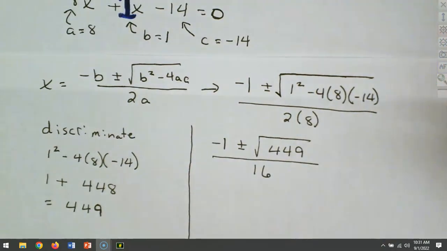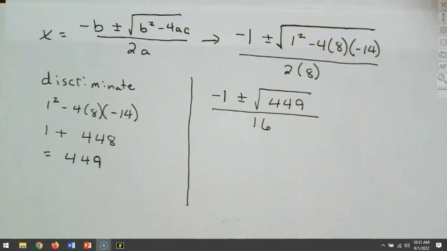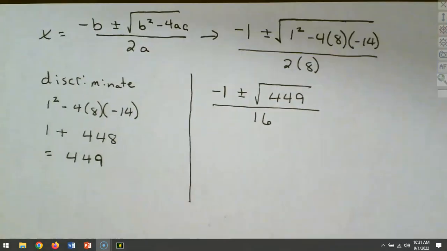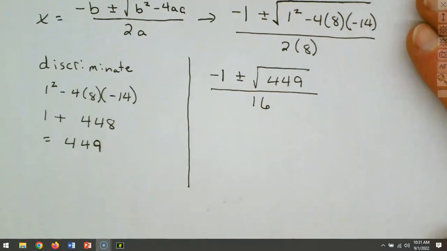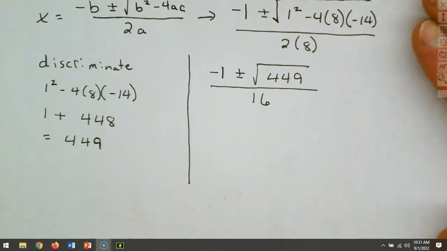Now, we need to see if we can break down that 449. And we may or may not be able to break it down. We're going to see what we can do. Now, 449, that ends in a 9, so it probably has a 3 in it. Let's see if a 3 goes in there. And it doesn't. I don't think 449 is going to break down at all, because 3 doesn't go in there. I don't believe 7 goes in there either. Yeah, nothing's going to go in there, is it?